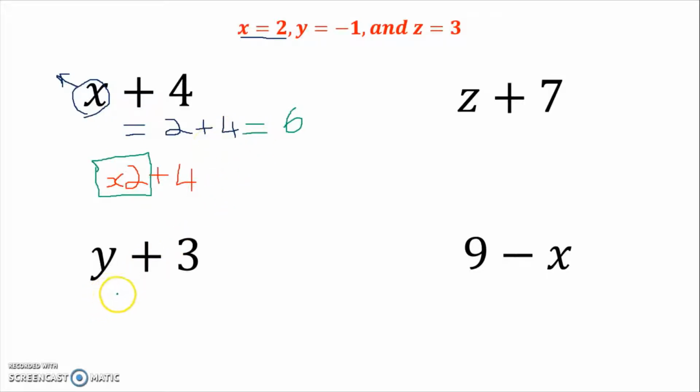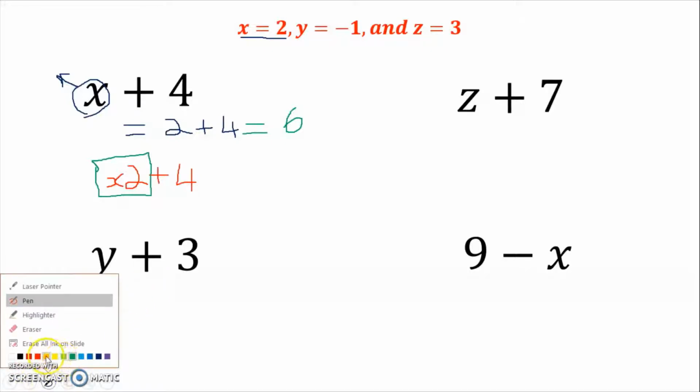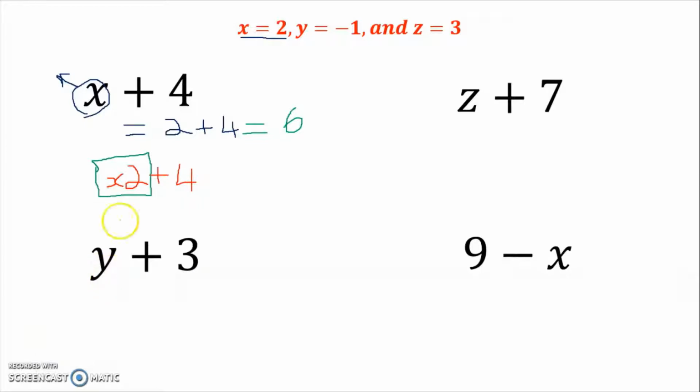Let's look at y plus 3. Let me get a different color ink here. Now y equals -1, and since y equals -1, we want to substitute y and put in -1. So y plus 3 equals -1 plus 3, because y leaves and the -1 takes its place, and then we just bring down the plus 3.